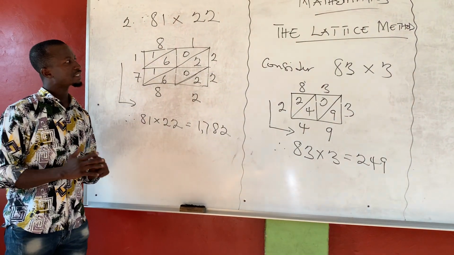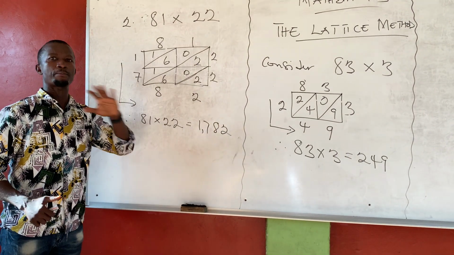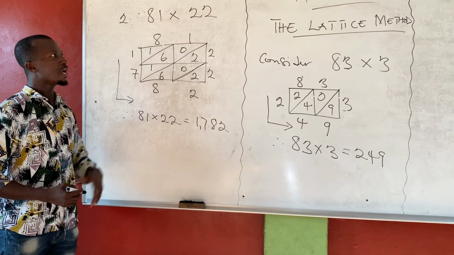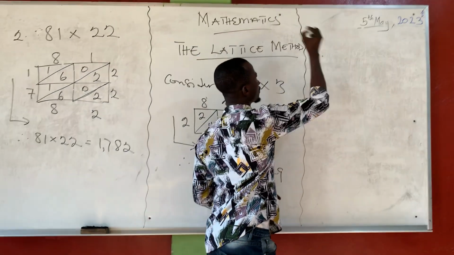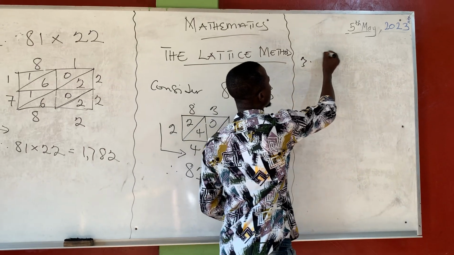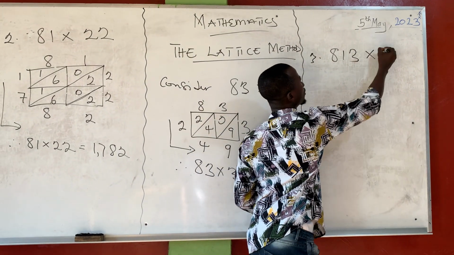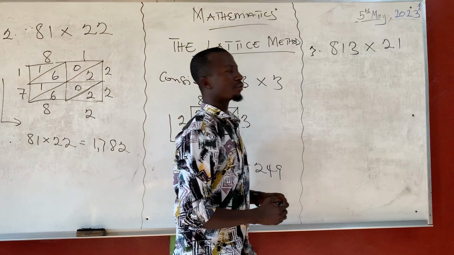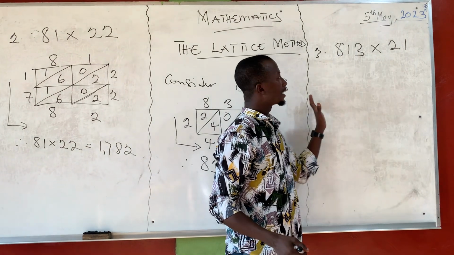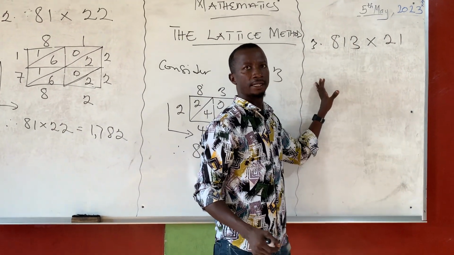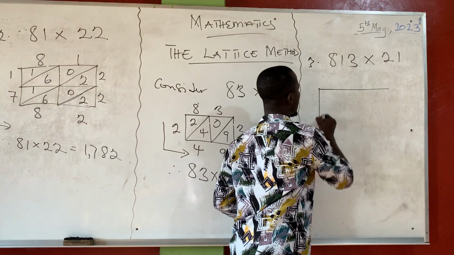I believe the lattice method is very easy, and you can use this method for any other big numbers in terms of multiplication. Let's take another example. That is example 3. This time, let me introduce 3 digits by 2 digits. Since on this side we have 3 digits, it means that we are going to divide our rectangle into 3 equal parts. So you come out with your rectangle.